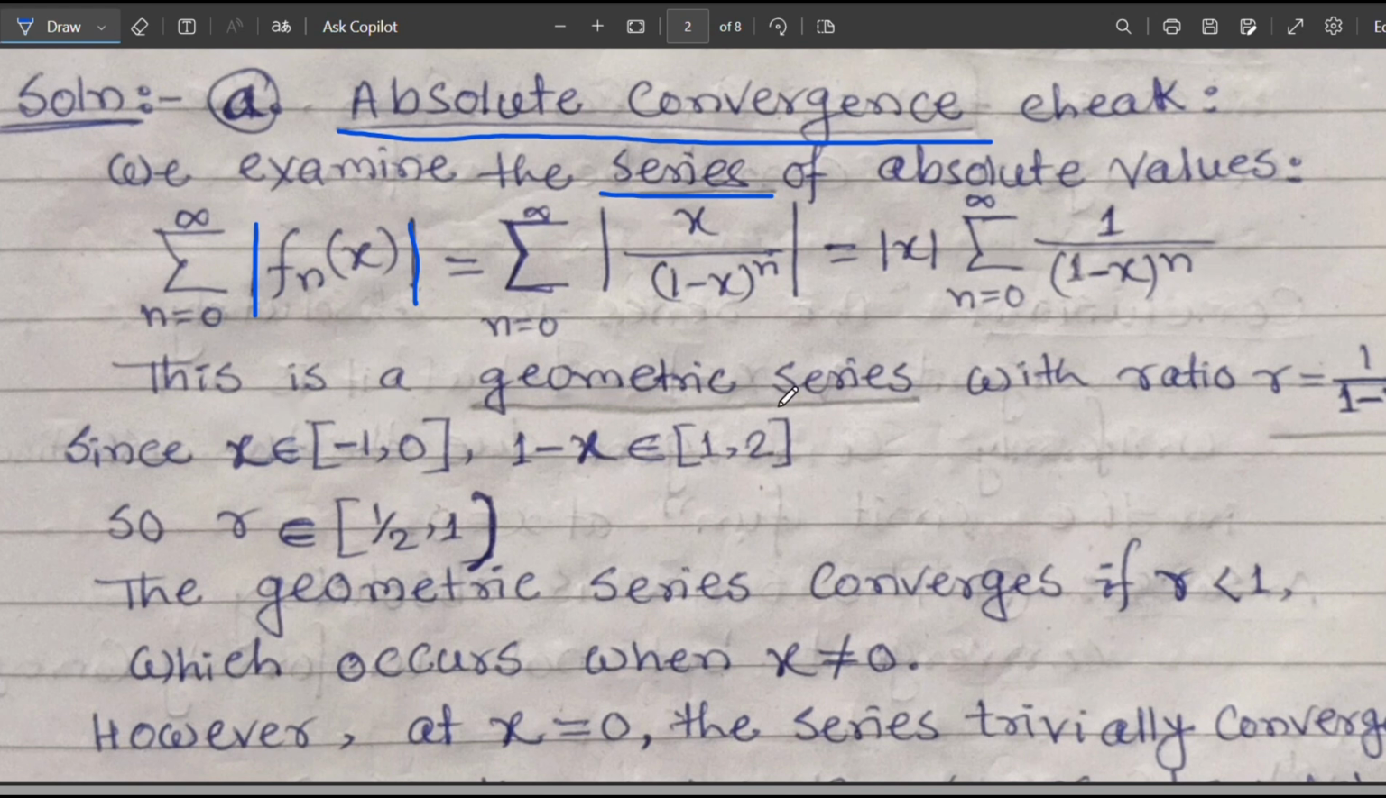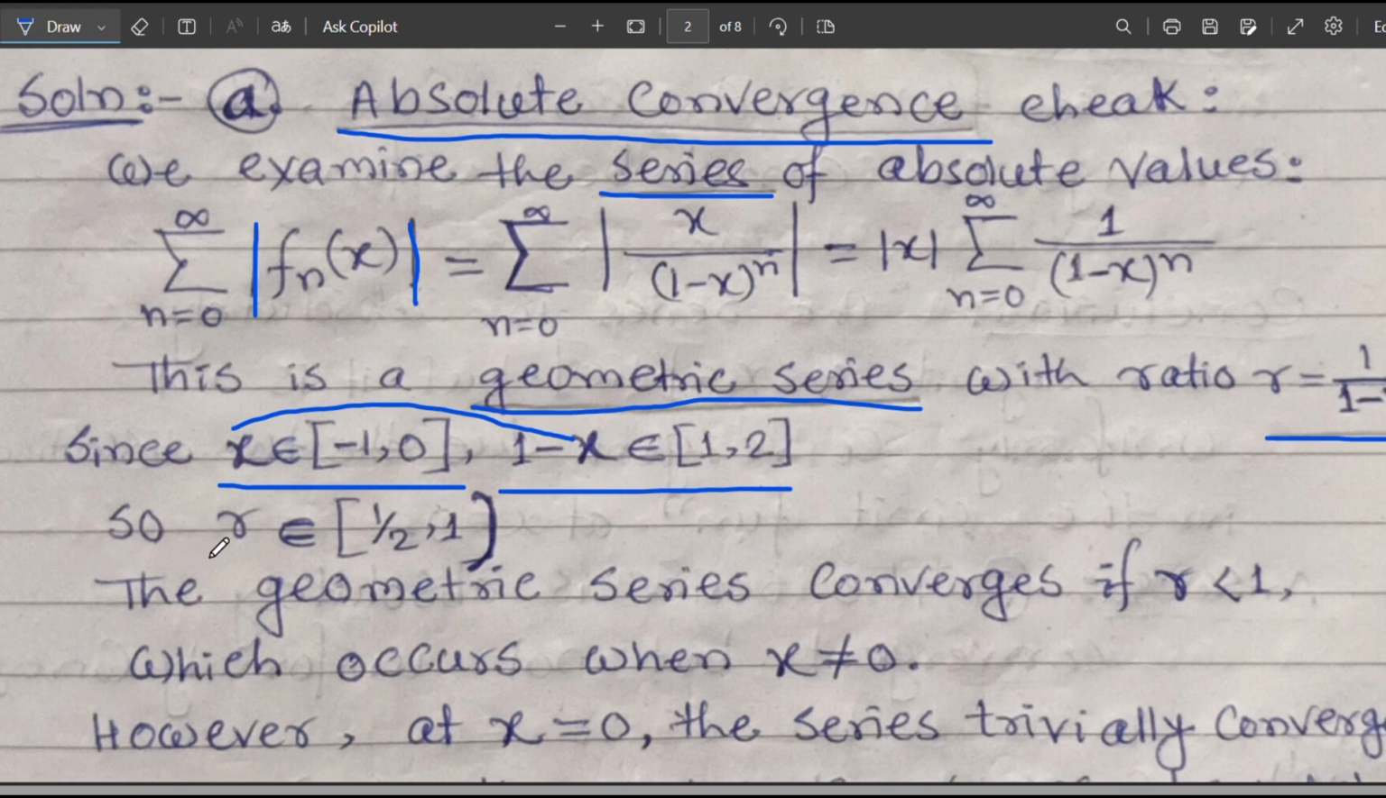This is a geometric series. What is the common ratio? The ratio is 1/(1 - x). Since the domain of x is the closed interval [-1, 0], what happens to 1 - x? Put in the values of x: when x is -1 it becomes 2, and when x is 0 it becomes 1. So 1 - x goes from 1 to 2.